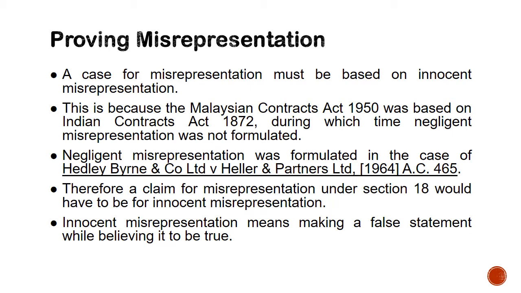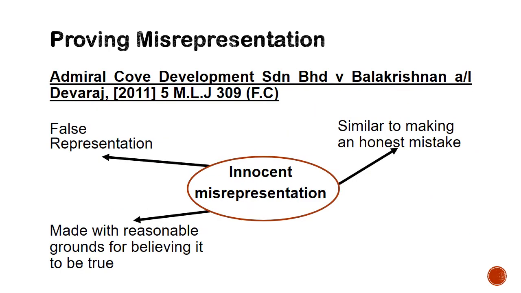Now, a case for misrepresentation must be based on innocent misrepresentation. This is mostly historical. So just read through the part of the slides that explain the historical reasons why it is based on innocent misrepresentation rather than anything else. Now we look at Admiral Cove. The explanation of innocent misrepresentation is that it is a false statement. It is similar to making an honest mistake, and it is made with reasonable grounds for believing it is true.